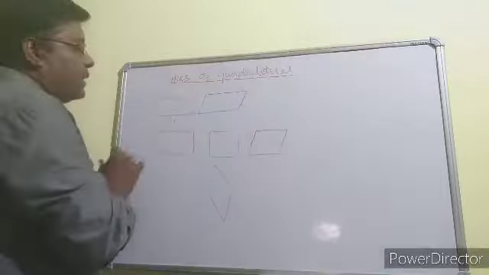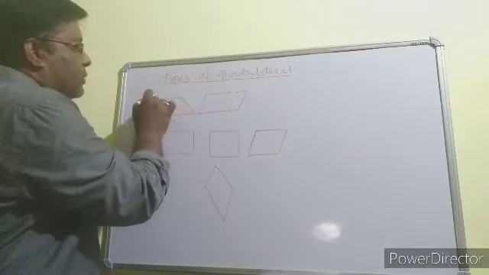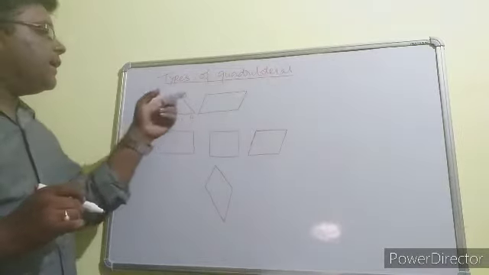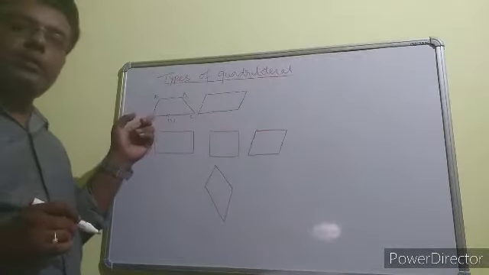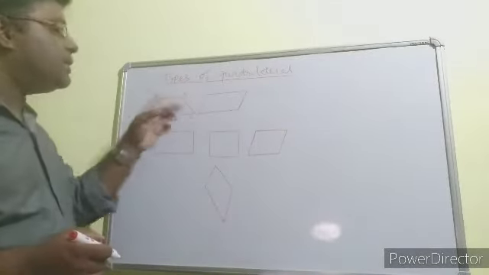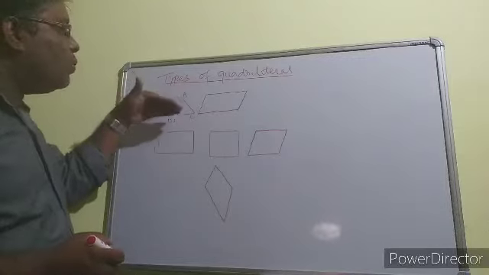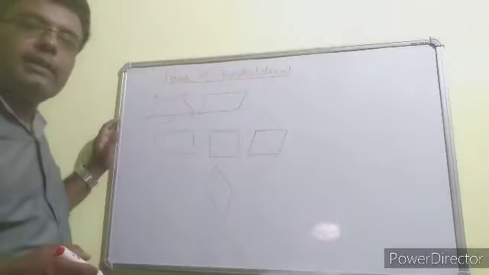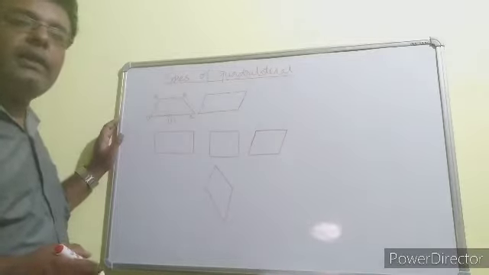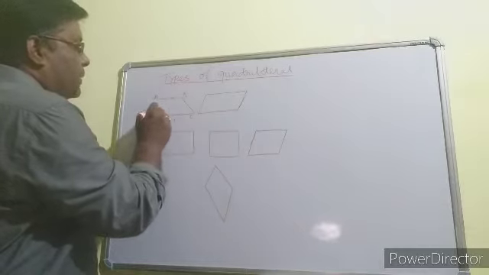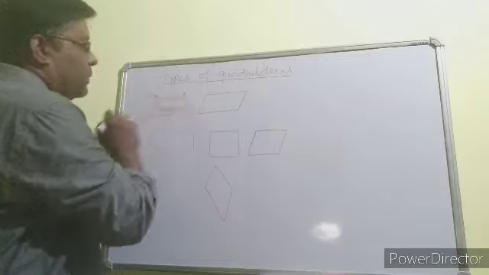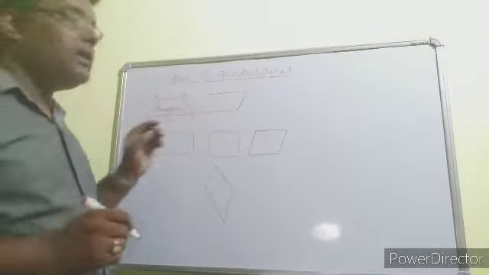So in this first figure, suppose we write it A, B, C, D, then AB and CD of this quadrilateral are parallel to each other, but AD and BC are not parallel. That is, only one pair of sides are parallel, and this type of quadrilateral is called trapezium. It's called trapezium.